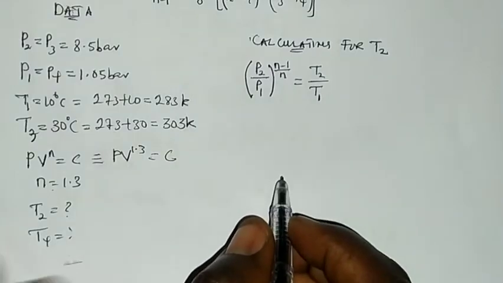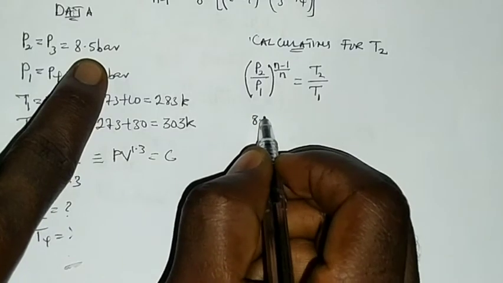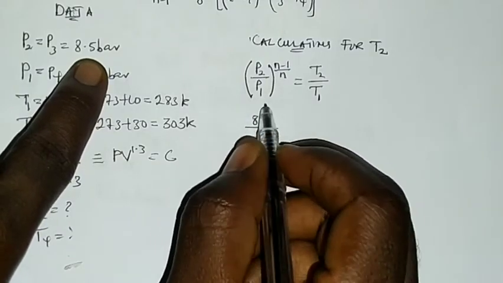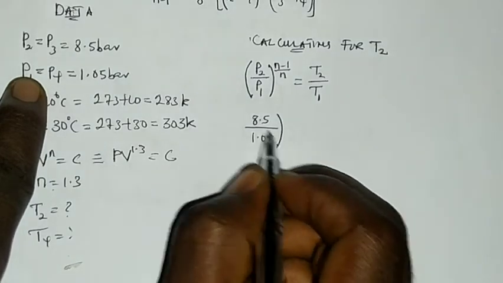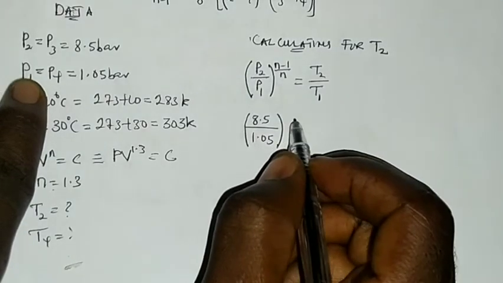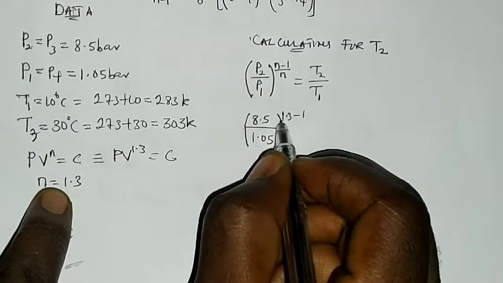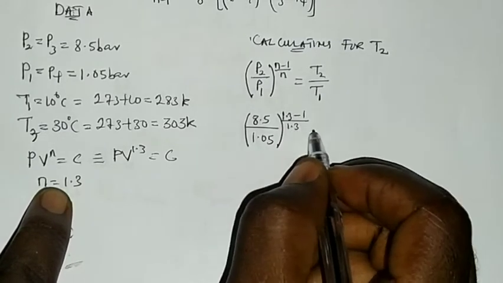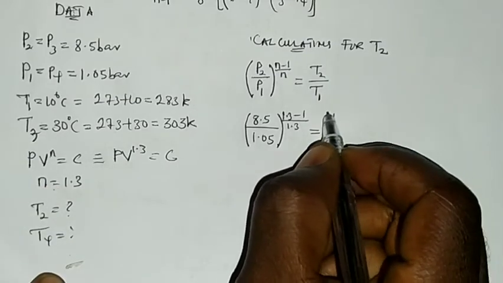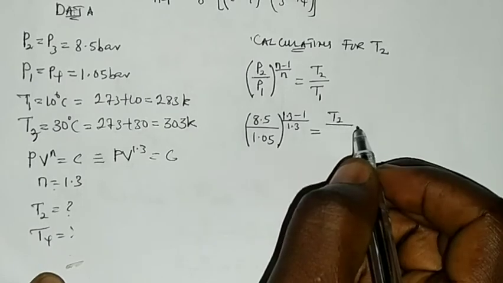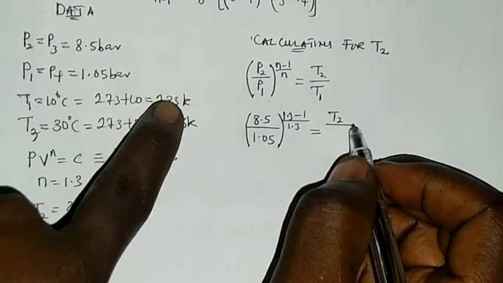Now, what is my P2? It's 8.5 all over P1, which is 1.05, raised to the power of n. What is n? n is (1.3 minus 1) over 1.3, which equals T2 over T1, since T2 is not given. T1 is given to be 283.